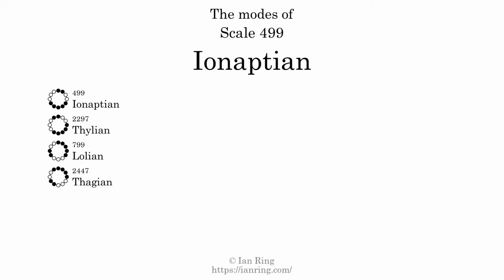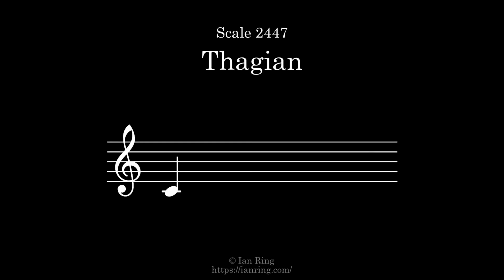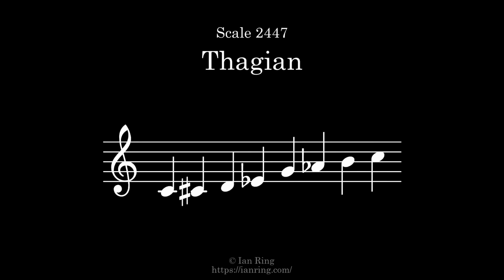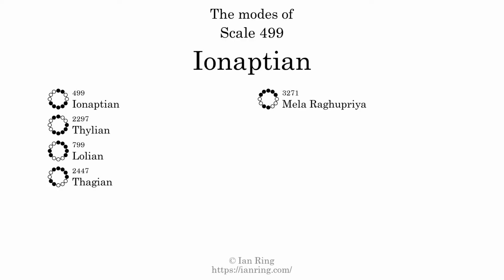The fourth mode is scale 2447, also known as Thagian. It sounds like this. The fifth mode is scale 3271, also known as Mila Ragapriya. It sounds like this.